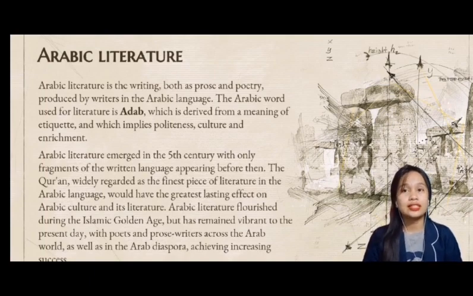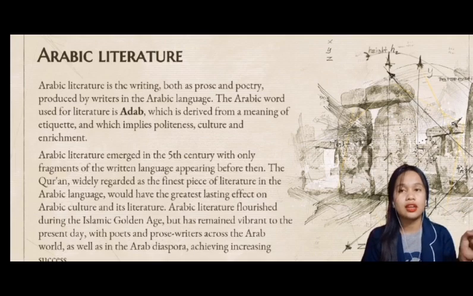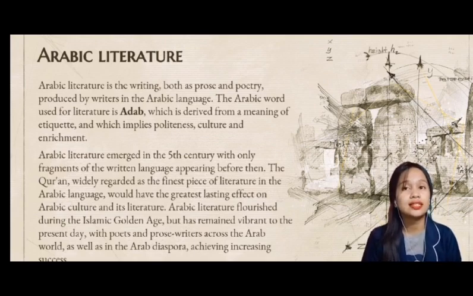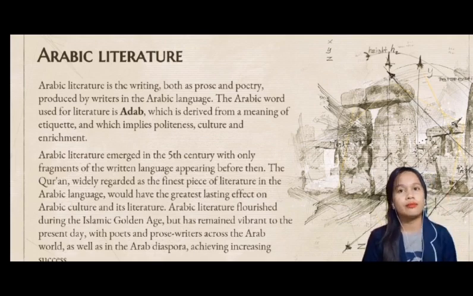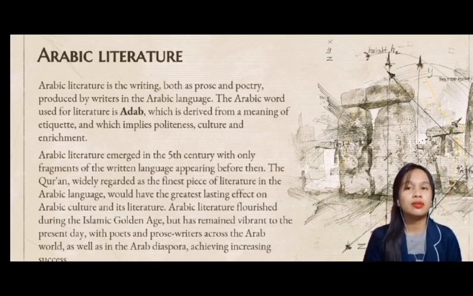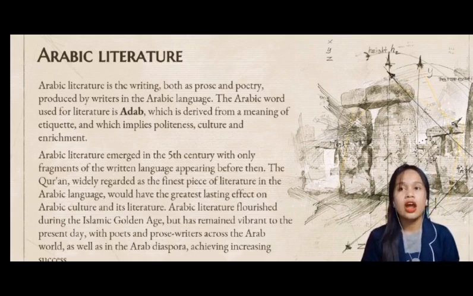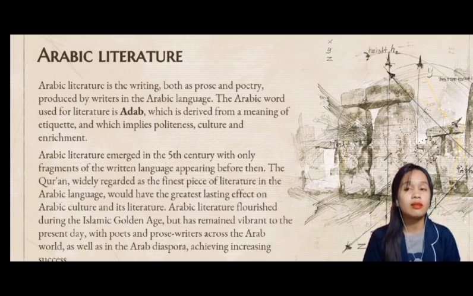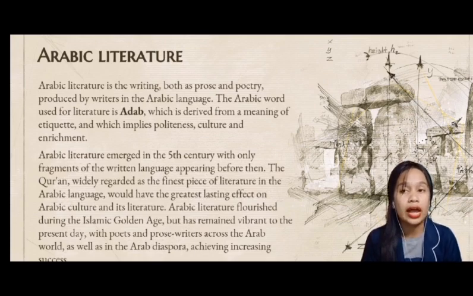Therefore, Arabic literature is the writing of both prose and poetry, produced by writers in the Arabic language. The Arabic word used for literature is adab, which is derived from a meaning of etiquette, and which implies politeness, culture, and enrichment. Arabic literature emerged in the 5th century with only fragments of the written language appearing before then. The Quran, widely regarded as the finest piece of literature in the Arabic language, is their masterpiece. In Christianity, we call it the Bible. It has had the greatest lasting effect on Arabic culture and its literature.